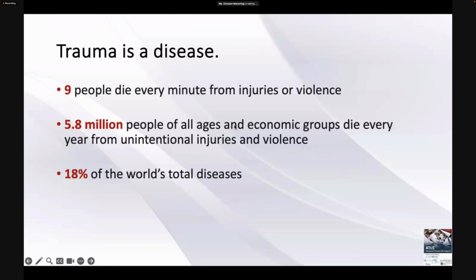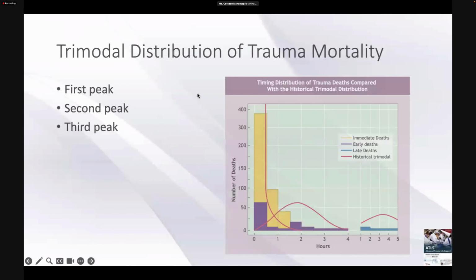So trauma is a disease comprising 18% of the world's total diseases. This is from your ATLS. If you look at the slides, the pictures on the right lower part of the screen are actually the sources. So if you want to look up and read up more on those topics, you may well go ahead. So, still from the ATLS, this was the history of trauma.